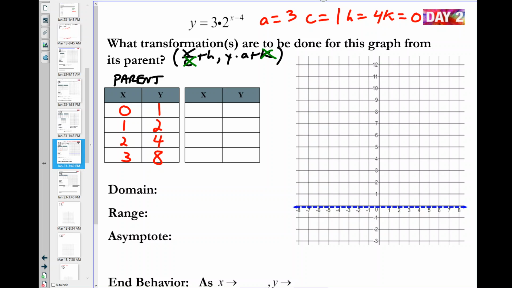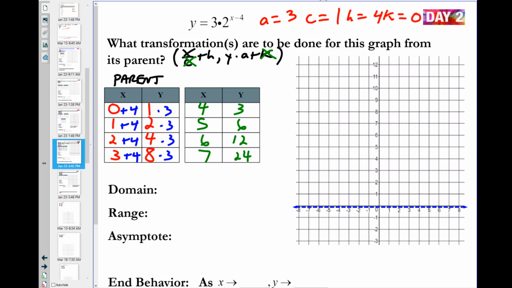So let's just do it. I thought they were going to put an extra table here, but let's just squeeze it in here. So all of these x's are going to be plus 4, plus 4, plus 4, plus 4. And the y's are going to be times 3, times 3, times 3, times 3. So my new points are going to be 4, 5, 6, 7, and then 3, 6, 12, 24. You could scale it if you want to, but if you can at least fit 3 points, that should be enough. And it looks like I could fit 3 here.